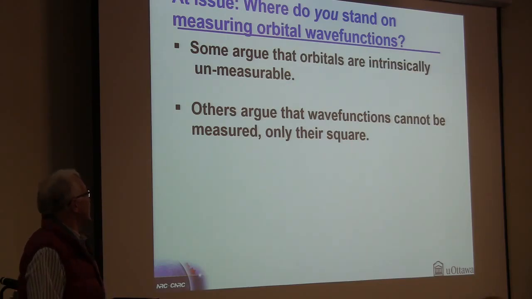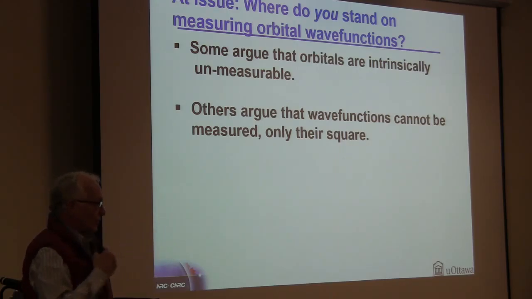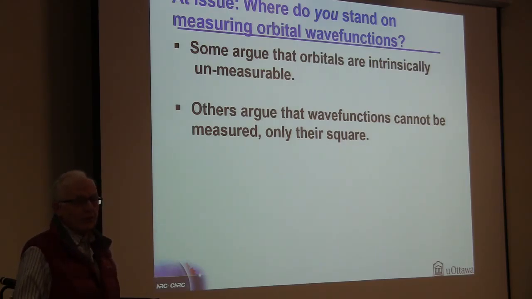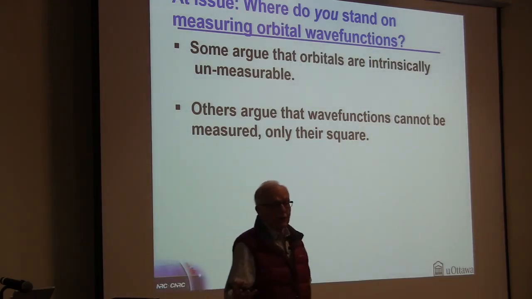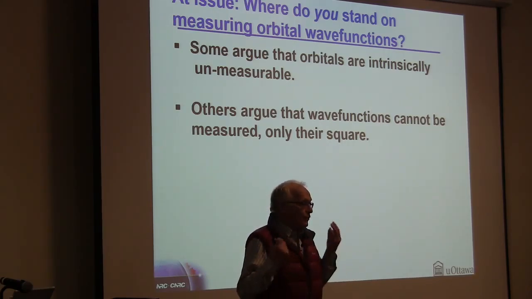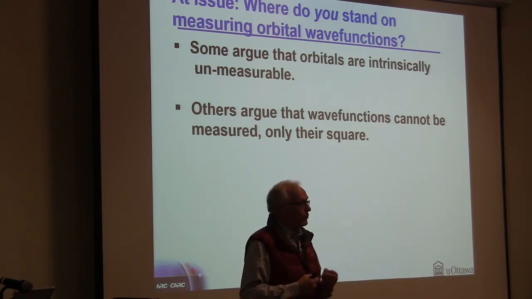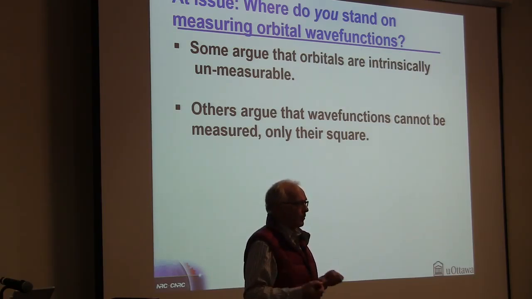So, some say that orbitals are intrinsically unmeasurable. Let me repeat why they say it. They say there is no such thing as any electron going around in an orbital. There are many electrons in any system we're talking about, like a nitrogen molecule. All these electrons are identical. They're interchanging with each other all the time. There is no such thing as an electron in an orbital, and therefore, it's a mathematical construction, the argument goes.